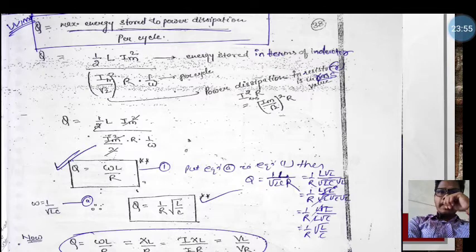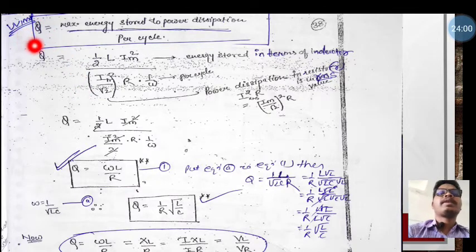Now come to the actual definition or formula of the quality factor, that is the maximum energy stored divided by the power dissipation per cycle. The maximum energy stored is half L Im square. This is divided by the power dissipation per cycle, where per cycle is 1 divided by omega, and the power dissipation is I square R. Here Im is the maximum value, so we are taking the RMS value only.